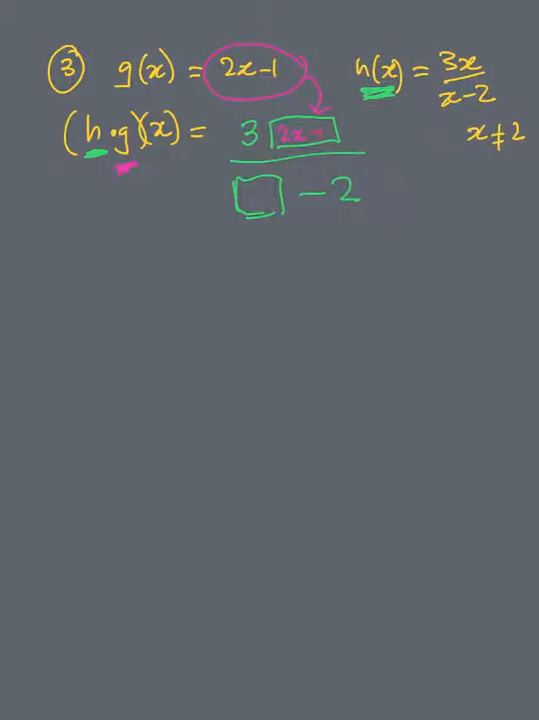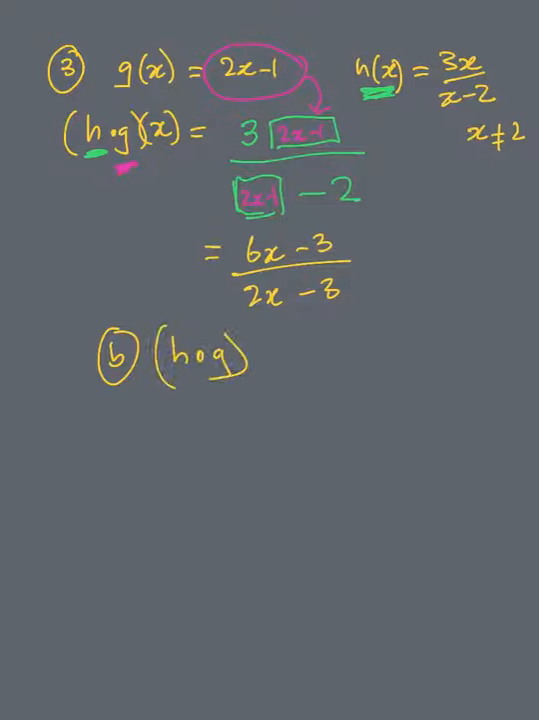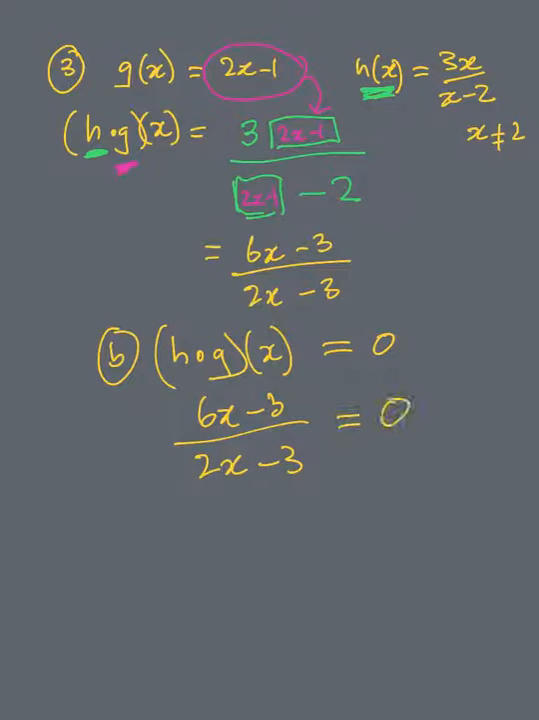2x minus 1, 2x minus 1. So let's now simplify that. That's 6x minus 3 over 2x minus 3. And that's the answer for part A. Now part B says solve this if this equation is equal to 0. Solve that. So let's look at 6x minus 3 over 2x minus 3 is equal to 0.